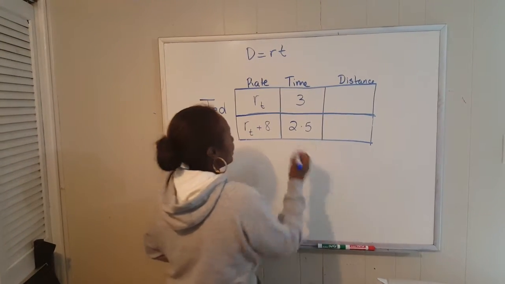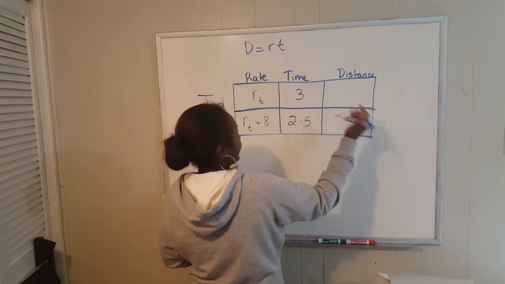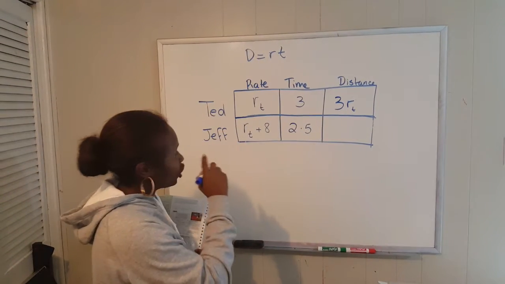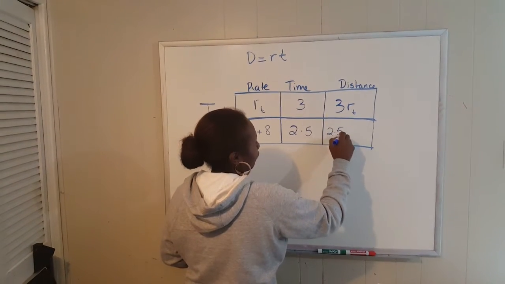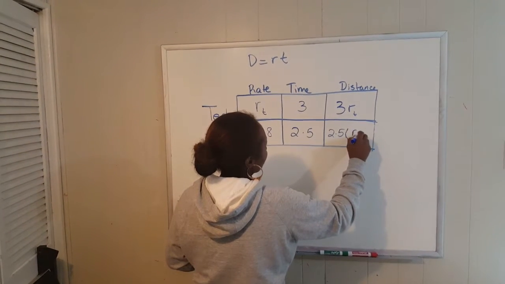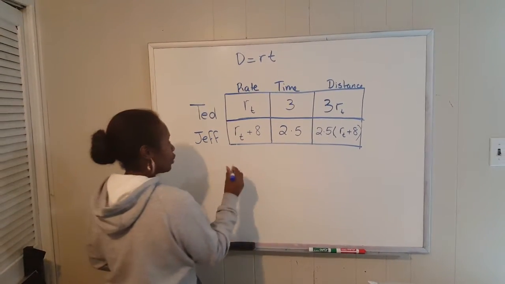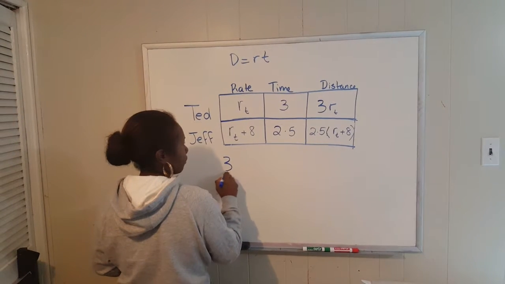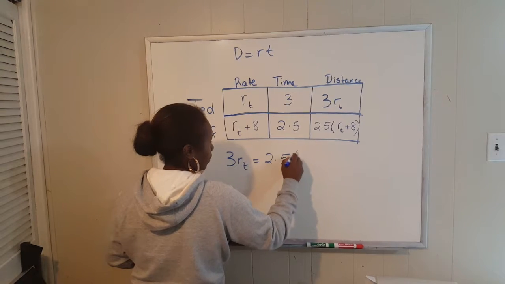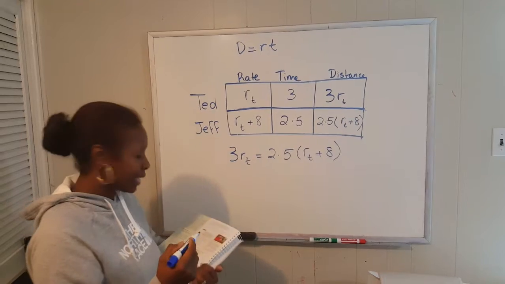Okay? So the distance equals rate times time can be applied this way. The distance that Ted went is 3RT, and the distance that Jeff went is 2.5 times RT plus 8. Okay? Now, setting them equal to one another, we can solve for rate. All right, we set them equal to each other because they went the same distance.